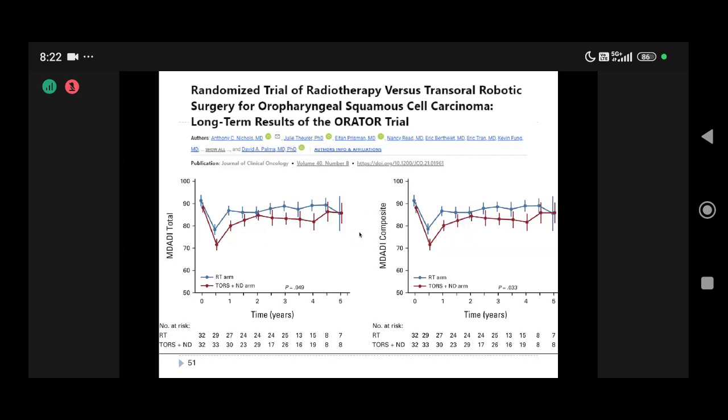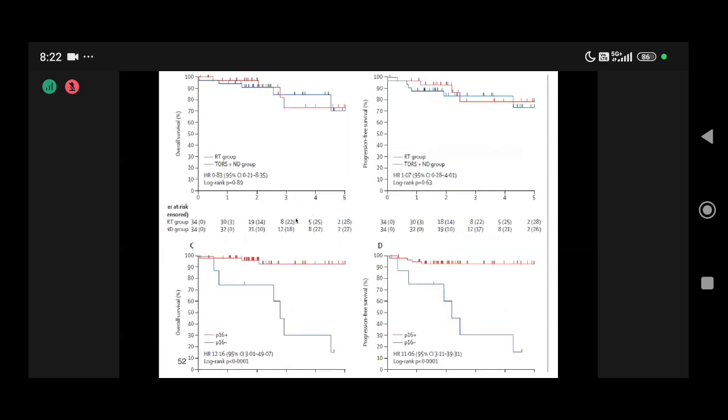There was a lot of hue and cry when this trial came out, and TORS was basically condemned, saying these patients don't do well and should all be treated with radiation. I would advise everyone to read this trial well, because there are a lot of shortcomings to it. But what was very important, which came out of this trial as well, was that the majority of these patients were again HPV positive. Only 8 in each group were HPV negative. But see the outcomes of HPV positive and HPV negative in this trial also.